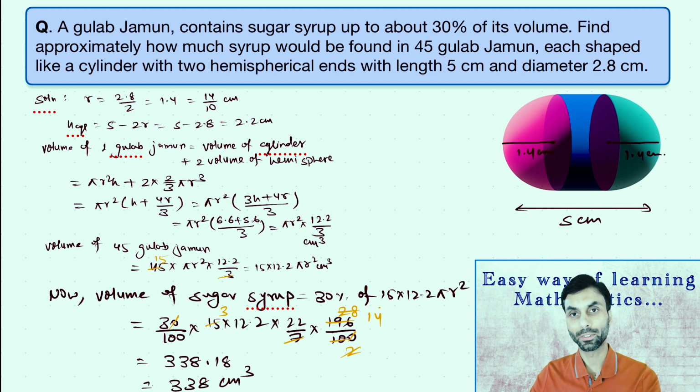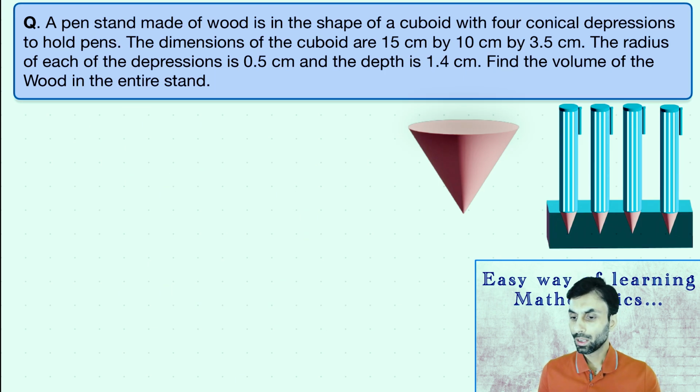all the gulab jamuns. The next question is, a pen stand made of wood is in the shape of cuboid with 4 conical depressions to hold pens. The dimensions of the cuboid are 15 cm by 10 cm by 3.5 cm. The radius of each of the depressions is 0.5 cm and the depth is 1.4 cm. Find the volume of the wood in the entire stand.